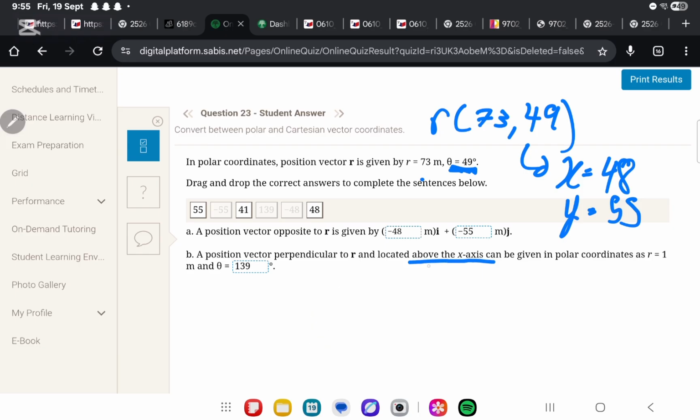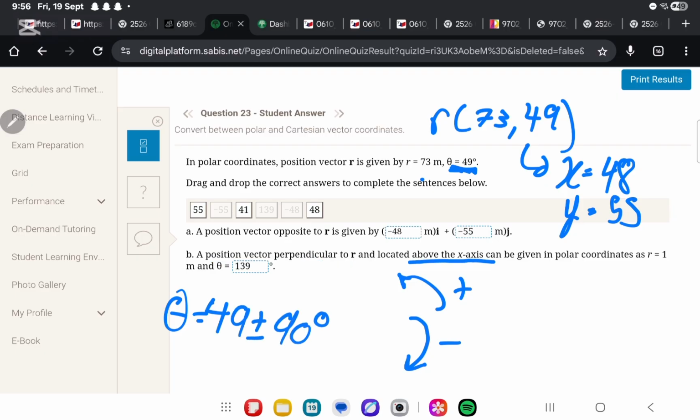Here we can find it by shifting. Remember, perpendicular means you're adding or subtracting 90 degrees depending on the direction. If it's a clockwise direction, you're shifting up towards the positive y-axis. So you're moving up, which makes it above the x-axis. So it's a plus. But you can shift it down, counterclockwise, making it below the x-axis, which is when you subtract. So the new theta, which is perpendicular to r, can be 49 plus or minus 90 degrees. But in the case that we want it above the x-axis, like the question asks, theta is going to be 49 plus 90, which gives me 139 degrees, and that's my answer.